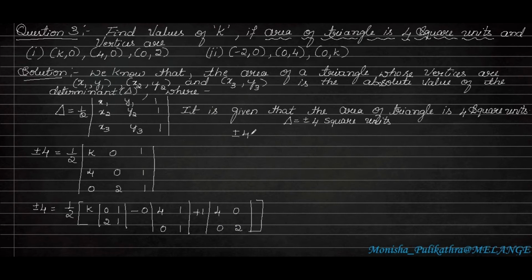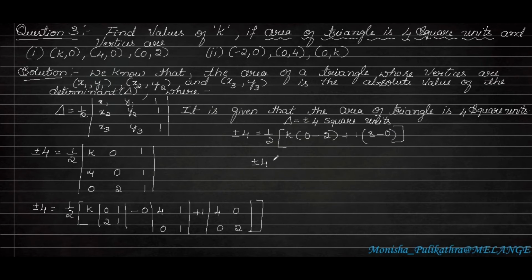So plus or minus 4 is equal to half into k, 0 into 1 is 0, minus 2 into 1 is 2. 0 into anything will be 0, so this whole determinant will get cancelled. The last is plus 1 into 4 2s are 8 minus 0 into 0 is 0.